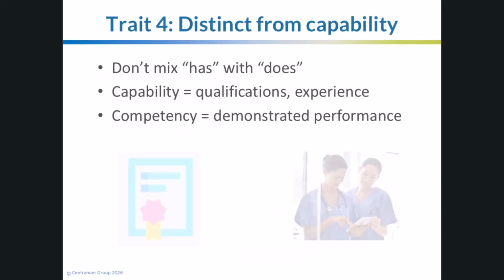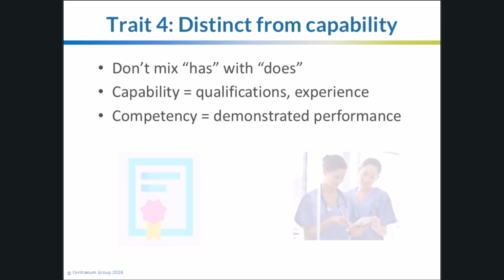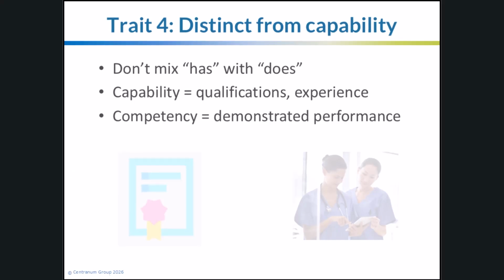Fourth, and this is where many organisations get stuck, a good competency model keeps competency separate from capability. Capability is qualifications, certifications, training and experience. Competency is demonstrated performance and behaviour. When "has completed a course" is mixed with "can apply the skills safely and effectively," the model becomes inaccurate. Separating the two is essential for consistent and fair assessment.